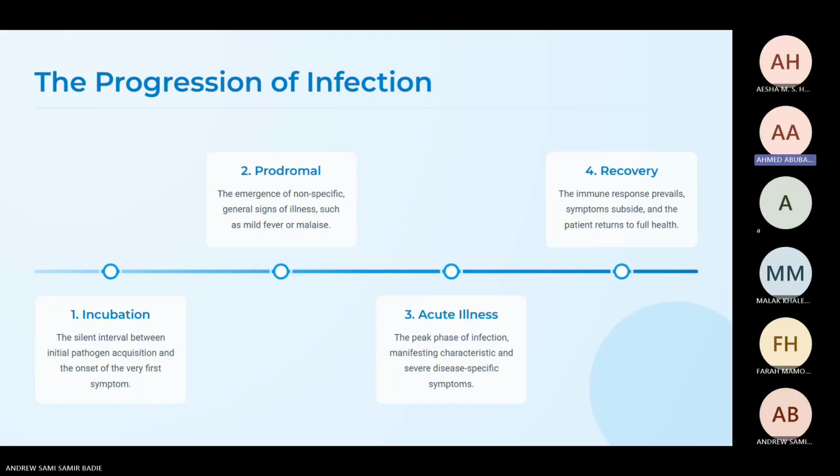Moving on to the third stage, which is the acute illness. This is where the disease hits and the specific symptoms hit. You cough, there is the rash, there is diarrhea. This is where the disease actually happens, and you feel awful and you feel sick. The fourth stage is the recovery stage. This is when your immune system goes against the infection itself, and you restore your energy and get back to normal.